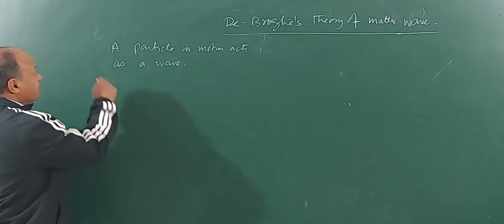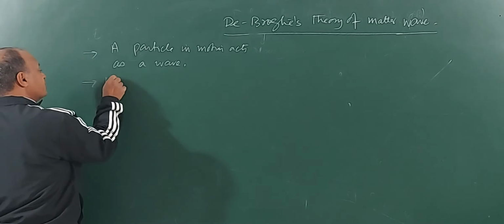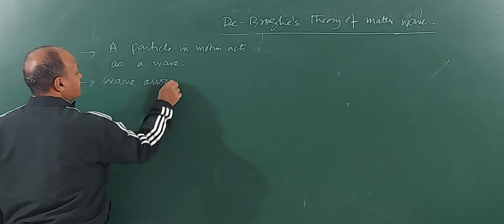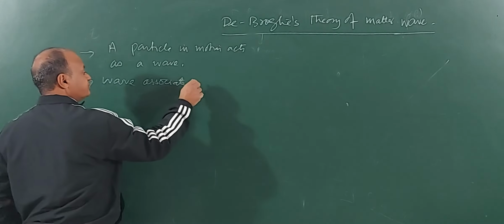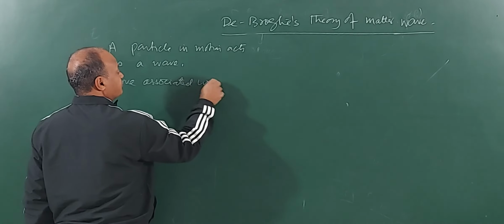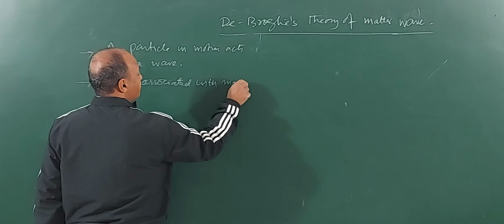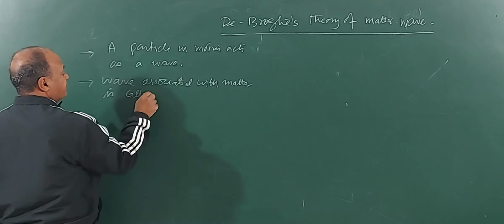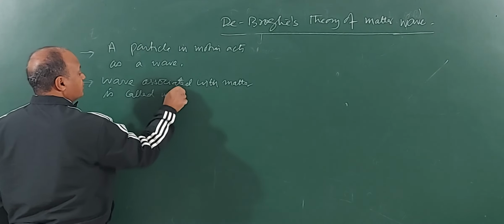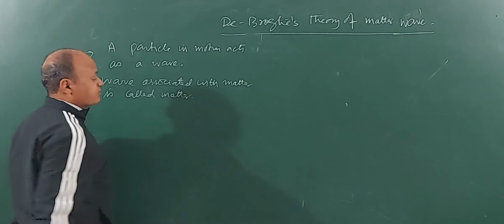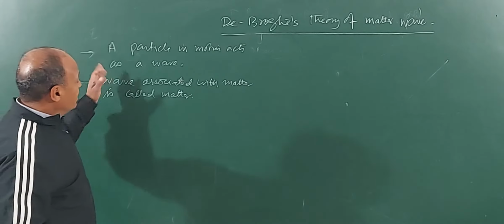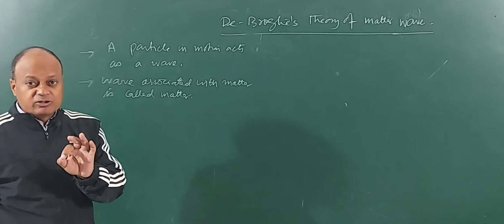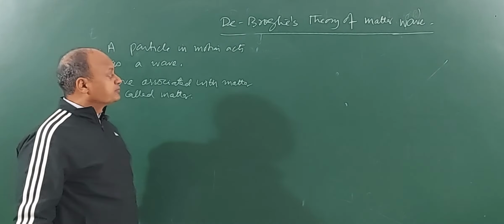Achha, one more thing, the wave associated with matter is called matter wave. Wave associated with matter is known as what? Matter wave. So, matter which is in motion is acting as a wave. So, it is having a wavelength also. How much is the wavelength?